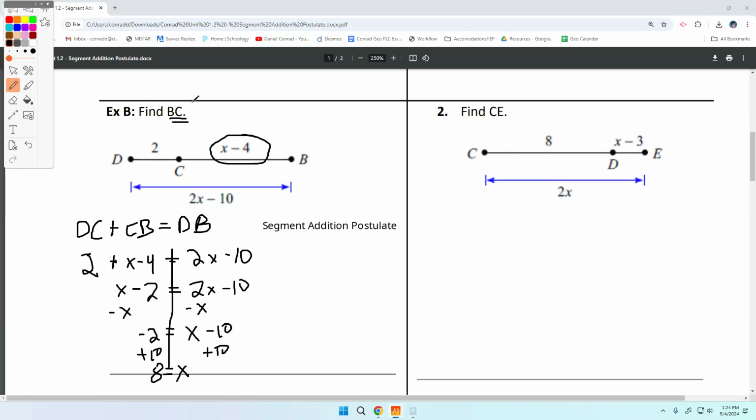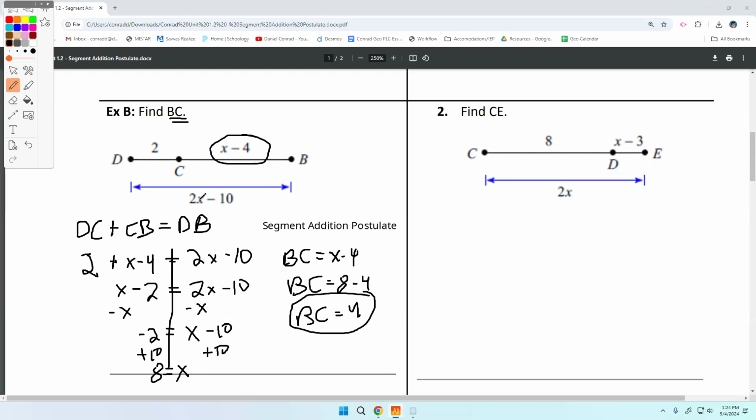So we're not done yet. We want to know what BC is. So BC, we know, is equal to x minus 4. We now know that x is 8. So 8 minus 4 is going to give us 4. So the length of BC, or the distance from B to C, is 4.